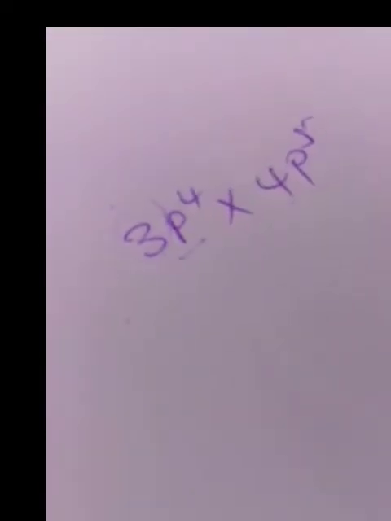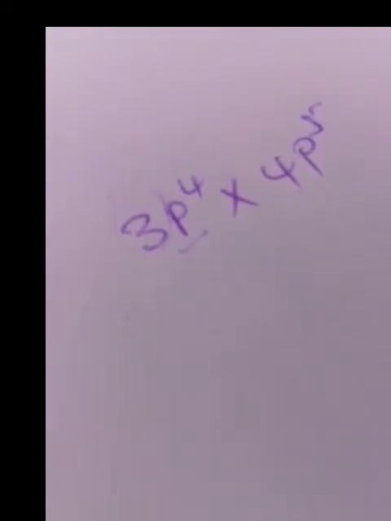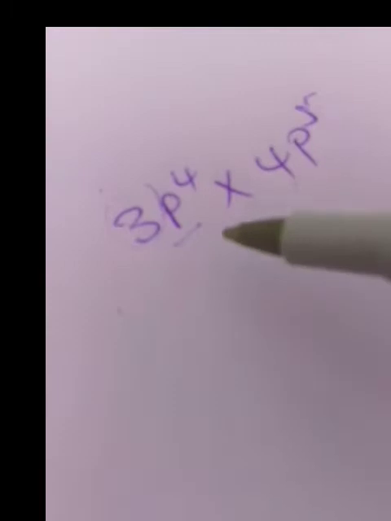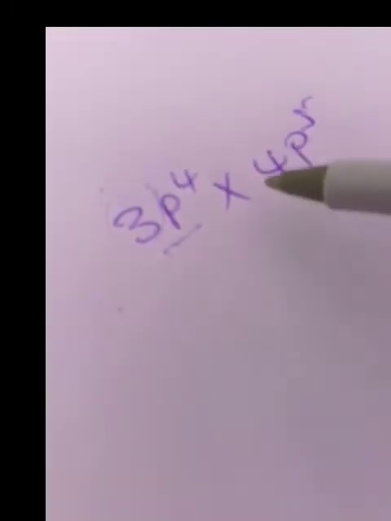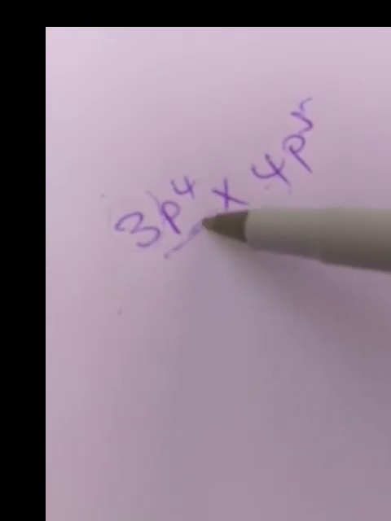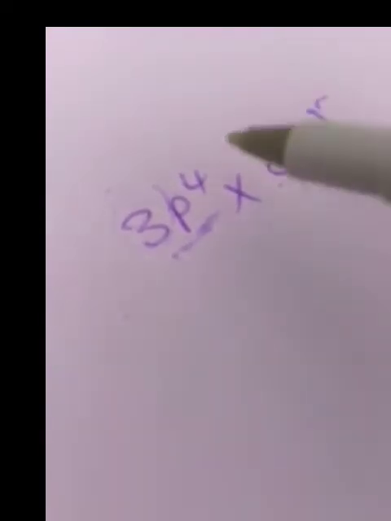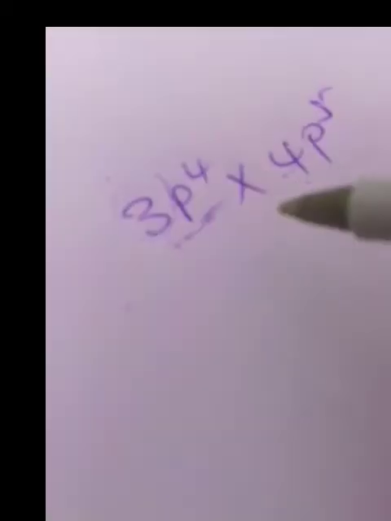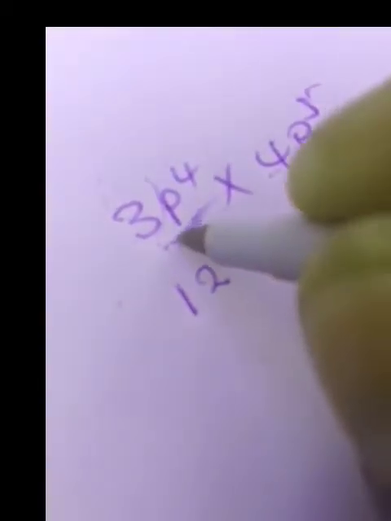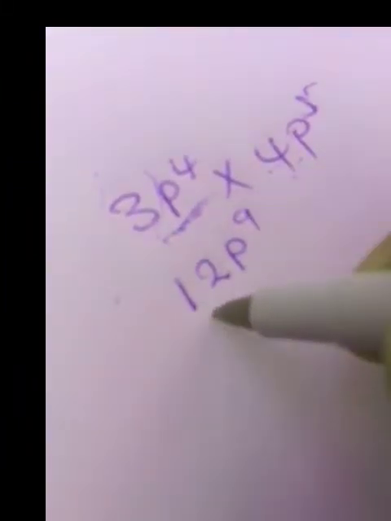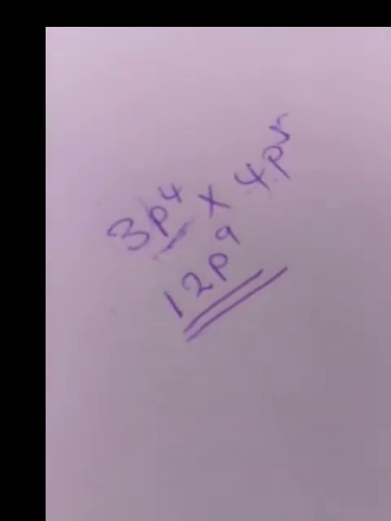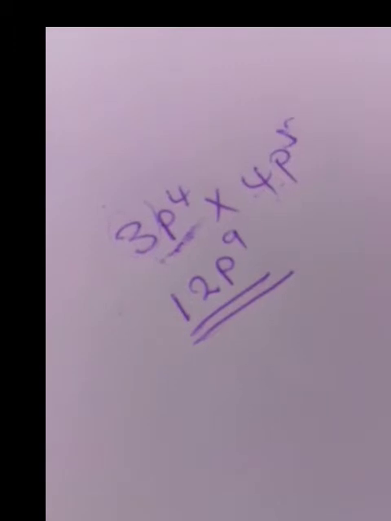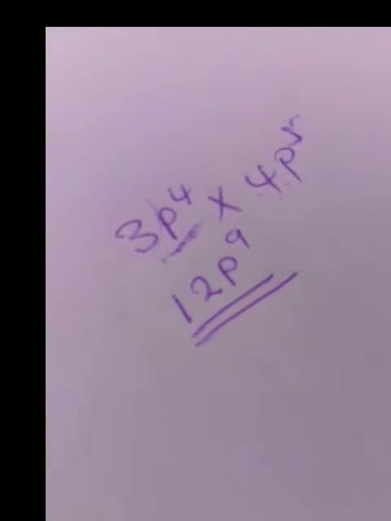Our rule in indices tells us that when we have a number in front of our powers, we have to multiply those numbers together as normal. Which numbers here? 3 and 4. Then we apply the same rules: maintain the base and add the powers. 3 times 4 is 12. Then we maintain the base, which is p, and add the powers. 4 plus 5 gets 9. As simple as this.